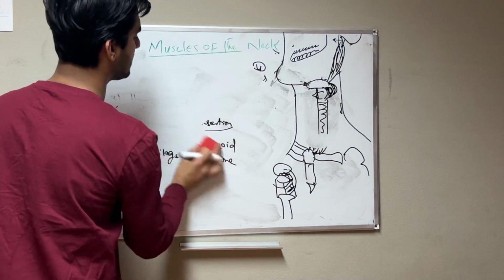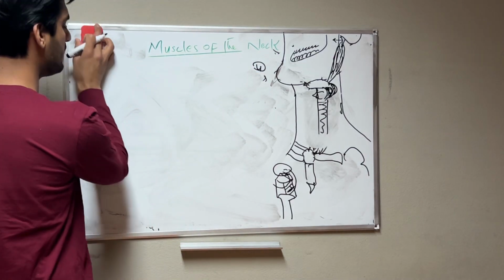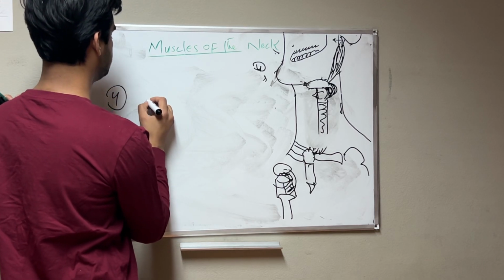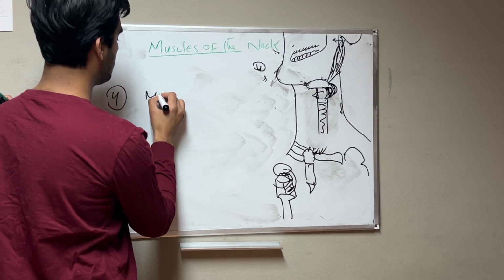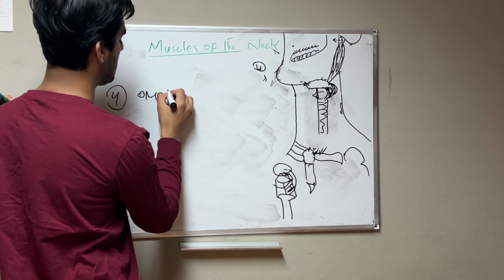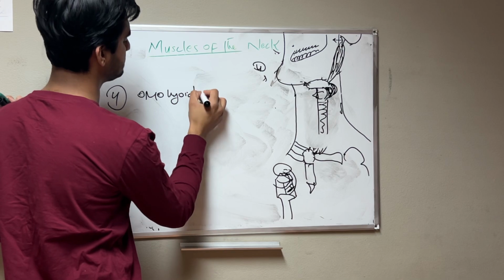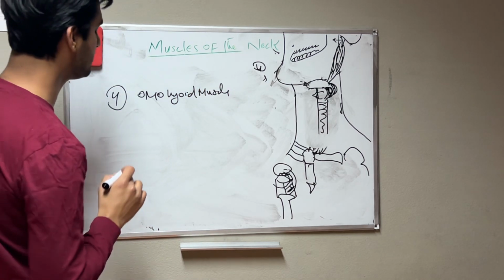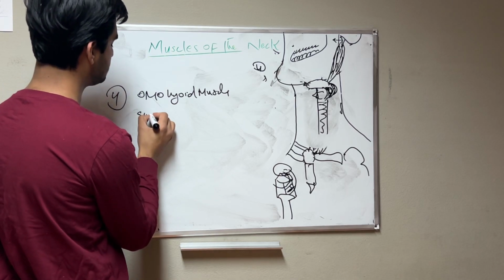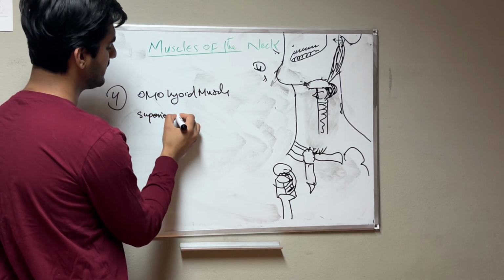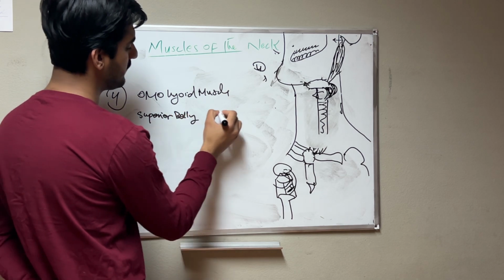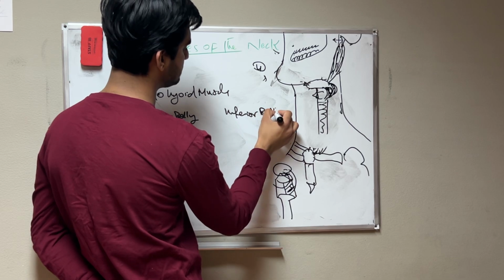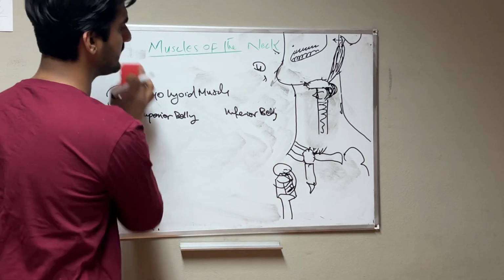Now the fourth muscle in the infrahyoid group is the omohyoid muscle. The omohyoid muscle has two parts, two bellies. One is the superior belly, and then we have the inferior belly. Now I will show where the superior and inferior bellies are.